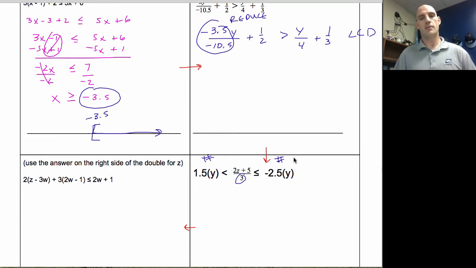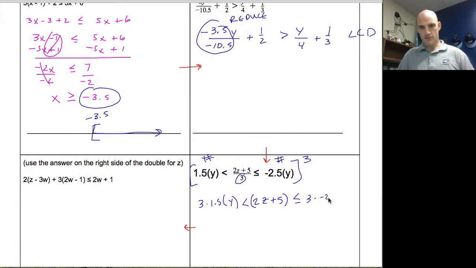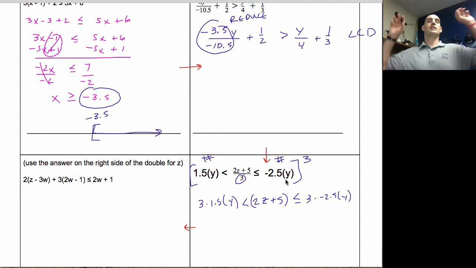I see I have a 3, so I'm going to multiply the whole thing by 3. So what's going to happen is I'm going to have 3 times 1.5y, so the 3's would cancel, and I'd have 2z plus 5 is less than or equal to 3 times negative 2.5y. You're probably like, man, this is a lot. Come back to this part when you get to this problem. But what you're seeing that I'm doing is when I multiply by 3, I'm basically solving both sides at the same time. So instead of working on one inequality, then the other, I'm working on all of it at once.